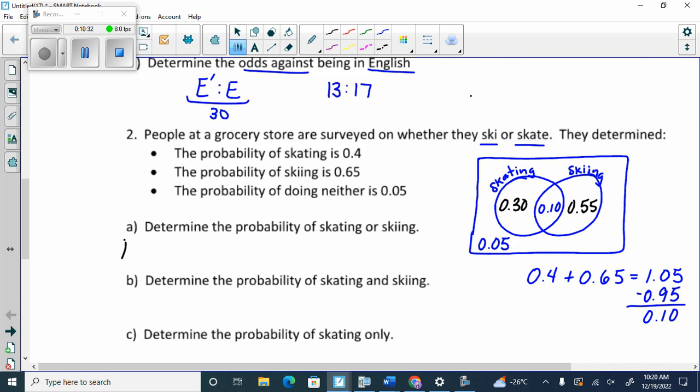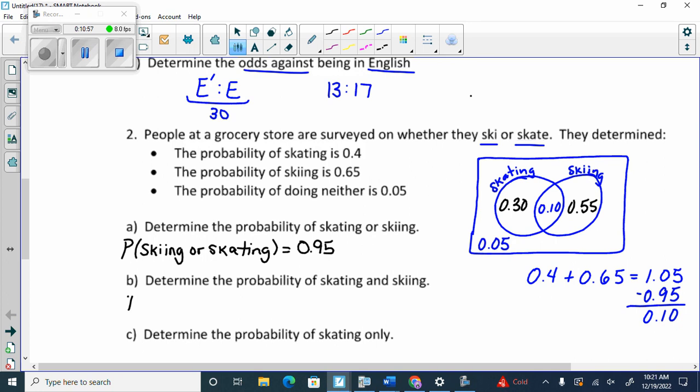So the probability of skiing or skating. What does the snowman add up to? 0.95. And I have the probability because it's a probability Venn diagram.